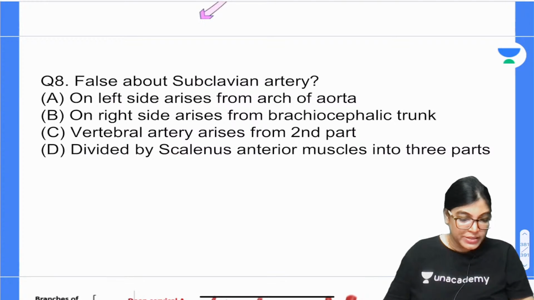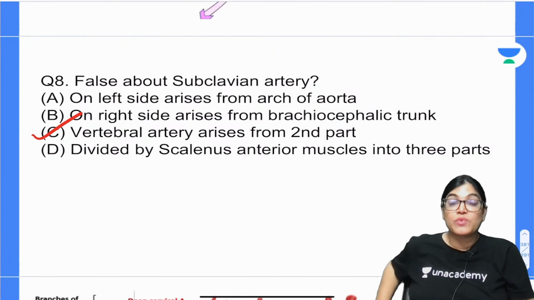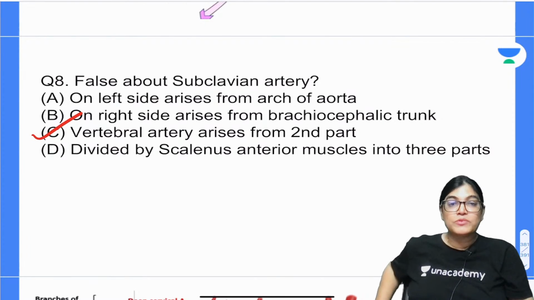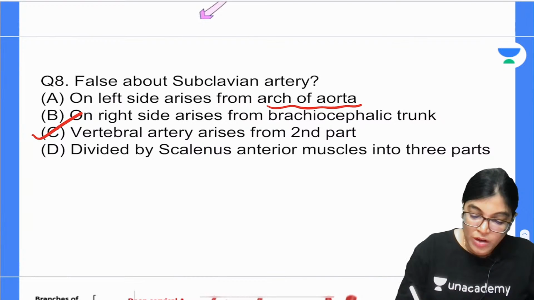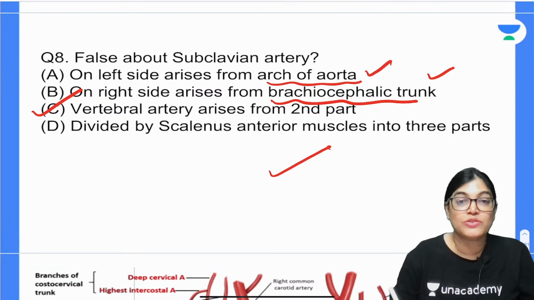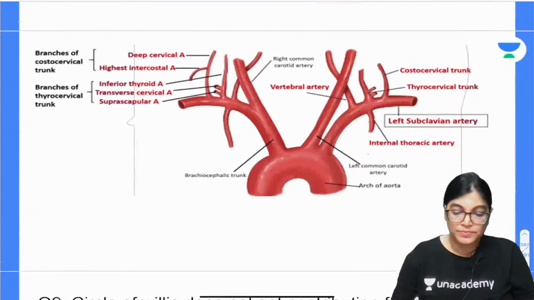Okay, question number 8, mark the correct answer. Wrong statement is C. Absolutely right. Vertebral artery is a branch from the first part of subclavian artery, not from the second part. So the correct answer for question number 8 is C. All other options are absolutely correct. On the left side it is arising from arch of aorta, on the right side from brachiocephalic trunk, and divided by scalenus anterior muscle into 3 parts.